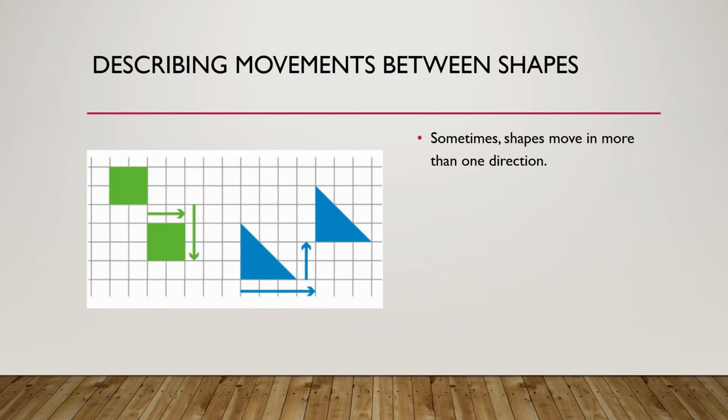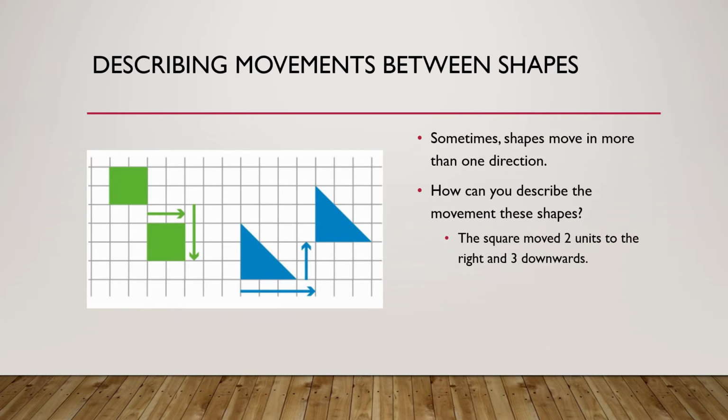Now, sometimes shapes move in more than one direction, like with these ones. How can you describe the movement of these shapes? Pause the video and have a think about this one. Now the square has moved 2 units to the right and then it's moved 3 down. See over here, 1, 2, 1, 2, 3 to come down. Whereas the triangle has moved across and then it's moved up, so it's moved 4 units to the right, 1, 2, 3, 4, and then 2 up to get to where it is now.